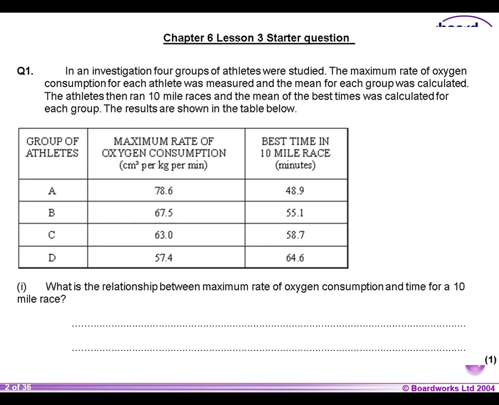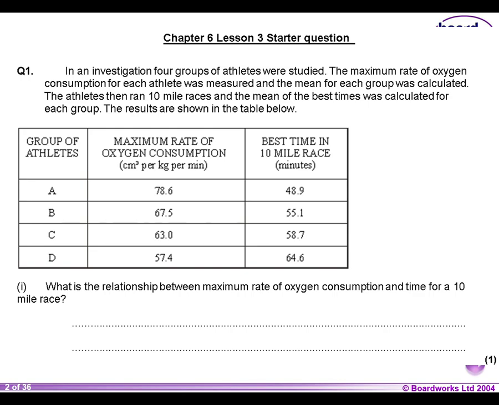So we've got athletes A, B, C and D. Their maximum oxygen consumption, and that is in centimetres cubed per kilogram per minute, and then the best time they ran their 10-mile race in minutes. Very simple 1-mark question to start with: what is the relationship between maximum rate of oxygen consumption and time for a 10-mile race?